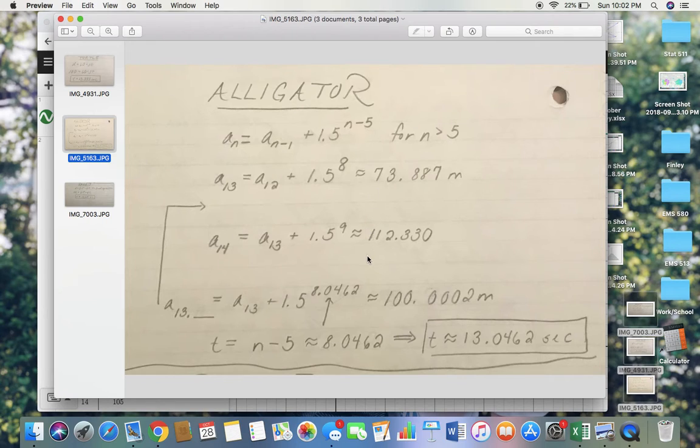So I know it's somewhere in between, so I really just started doing guess and check. And I kept plugging in numbers between 8 and 9 for the exponent until I got as close to 100 meters as possible. And I got that happened at 8.0462. And when you consider that you have subtracted 5 to get that exponent, you figure out that the alligator crosses after 13.0462 seconds and is therefore the winner.